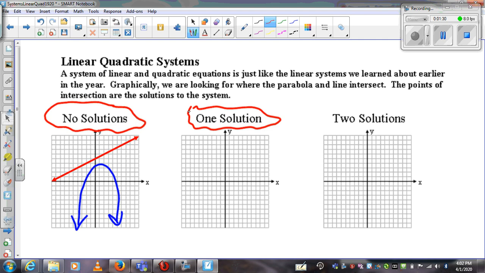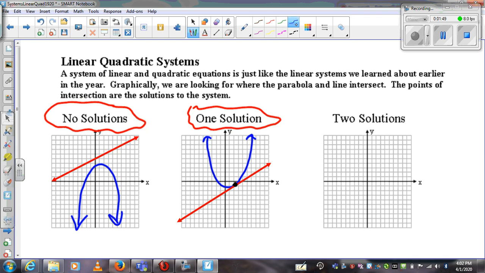One solution would mean that you have your parabola in either direction here. I'm just making a sketch. And your line would say just touch this right on the side here. That's going to have one solution. And that one solution would be right here where they cross.